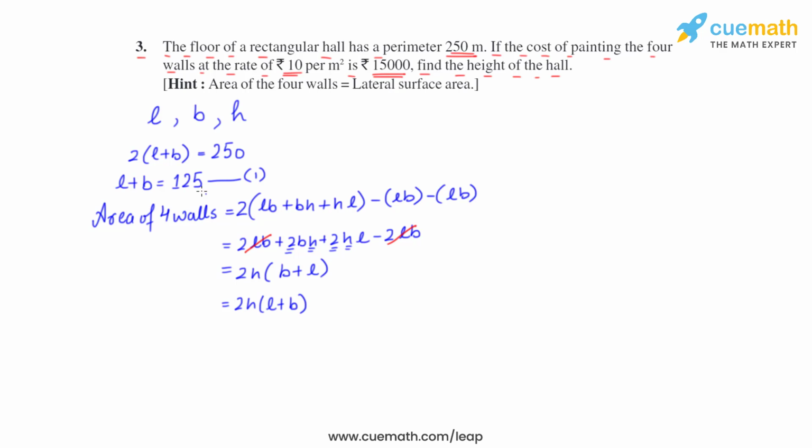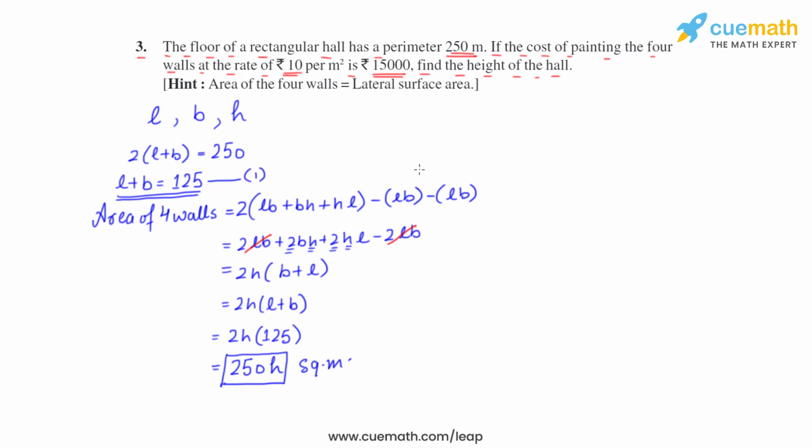Now if you see carefully, we already have the value of L plus B in equation 1. So from equation 1 we can substitute the value of L plus B here. We will get 2 into H into 125, and this simplified equals 250H. As this is the area of the four walls, the unit will be square meters, as all the dimensions are in meters. So this becomes the area of the four walls in terms of height H.